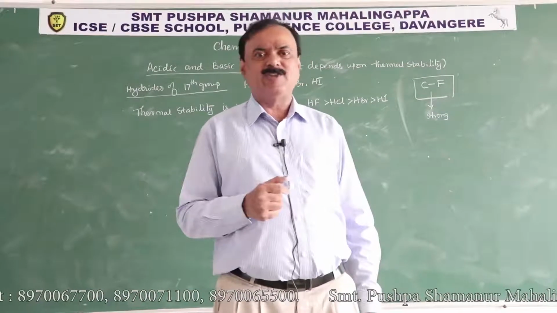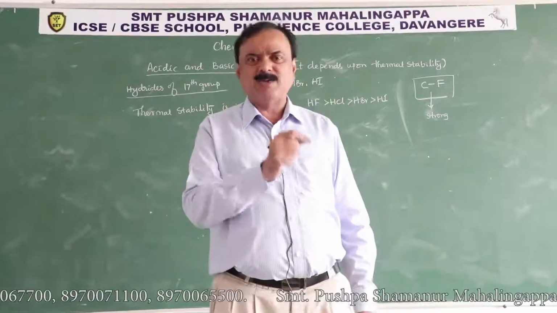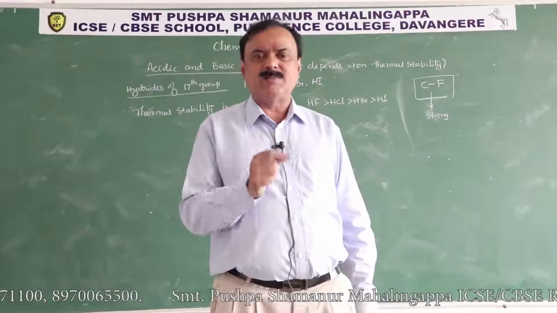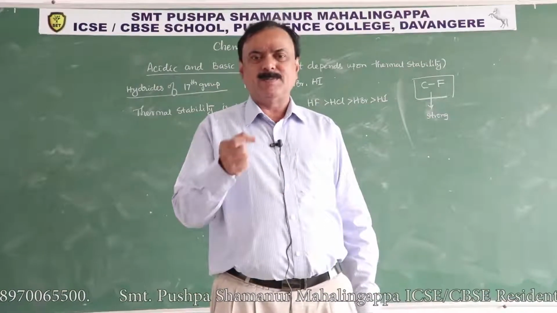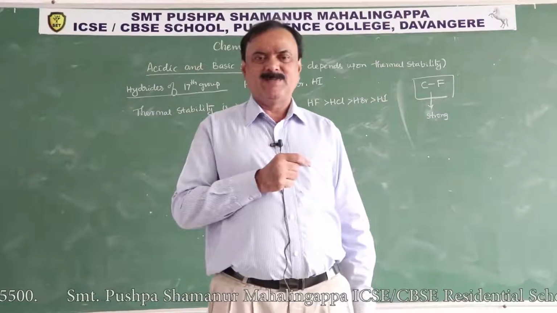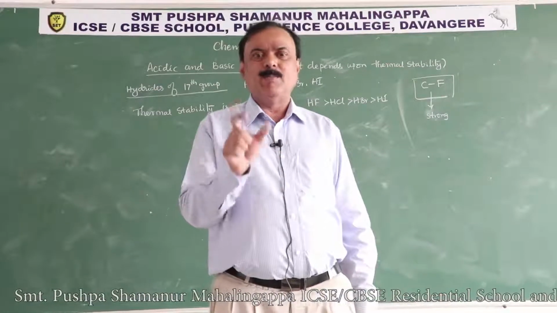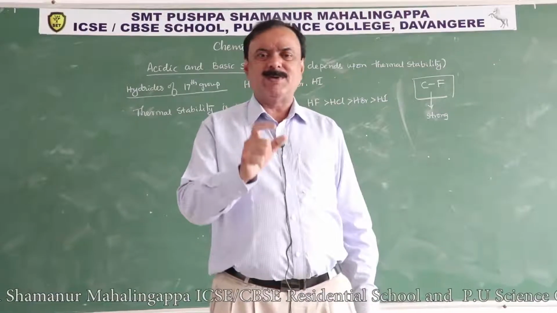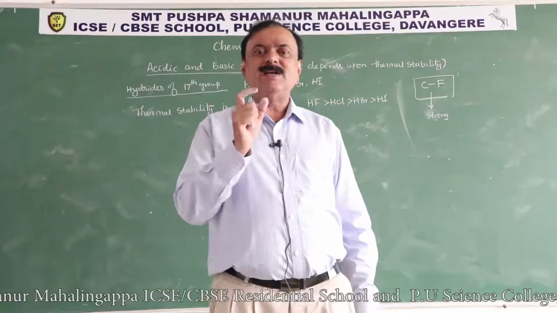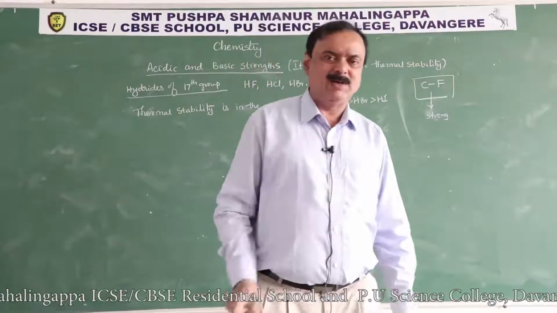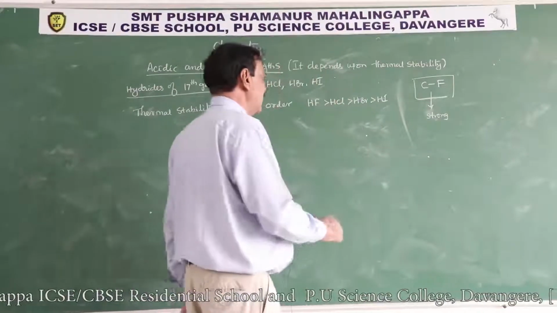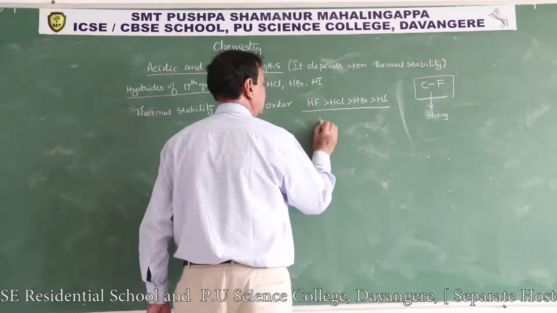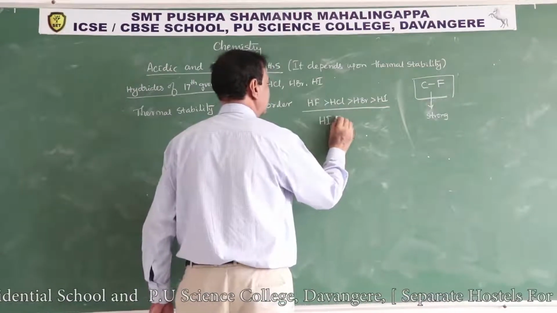Not only the CF bond, fluorine is the most electronegative element. Therefore, whenever fluorine forms a chemical bond with more electropositive elements compared to fluorine, the bond is very strong. Such molecules are considered thermally more stable molecules. Now, which is weaker? HI is weaker.